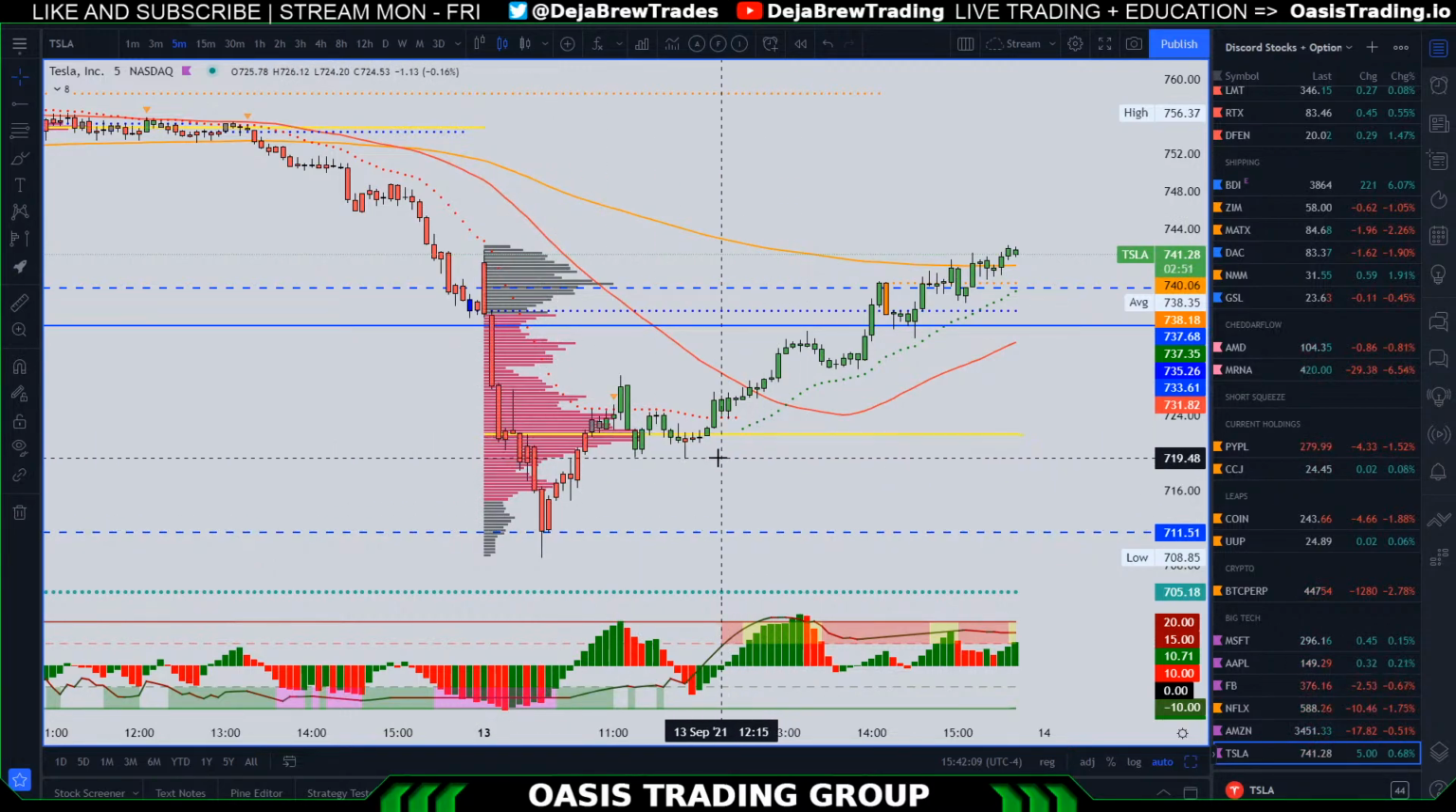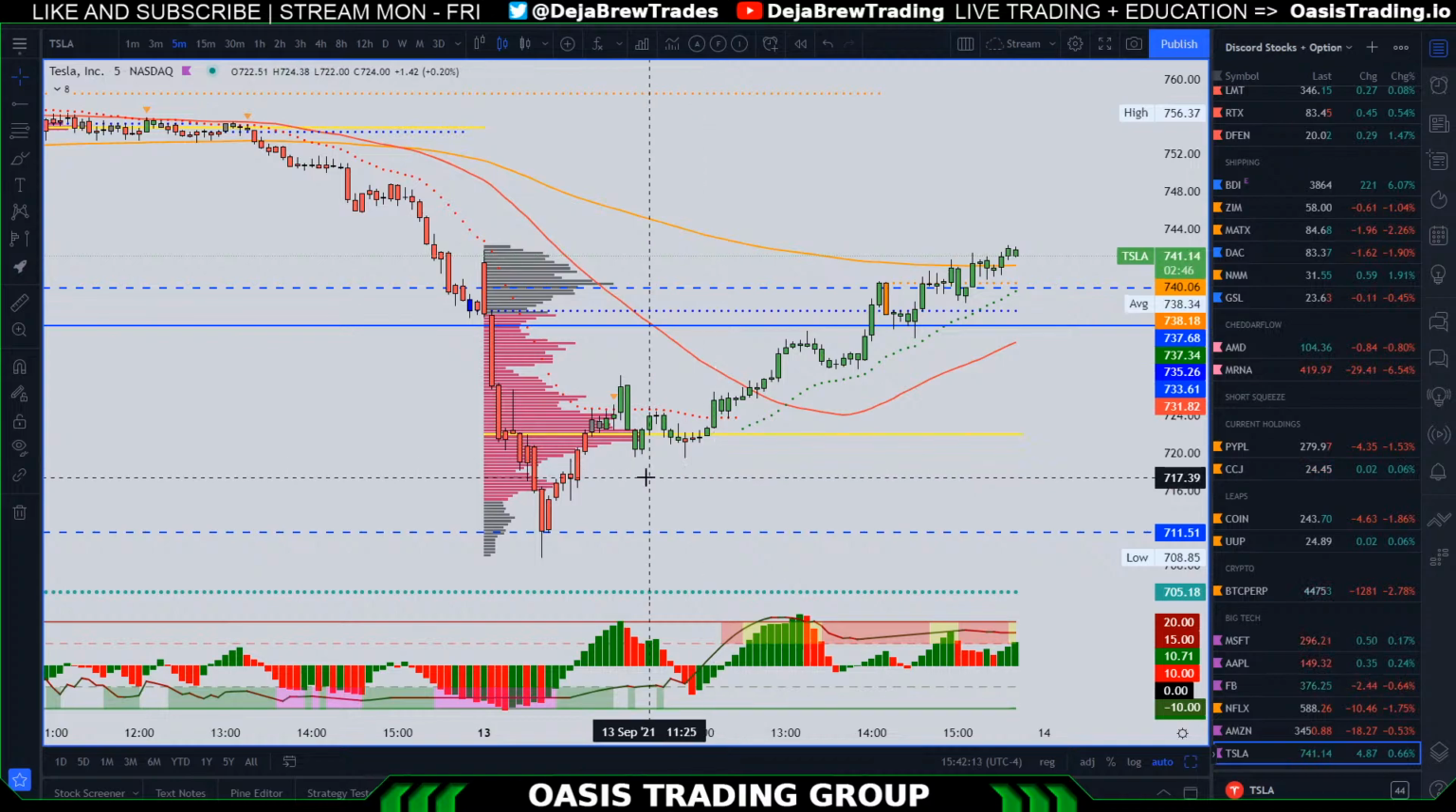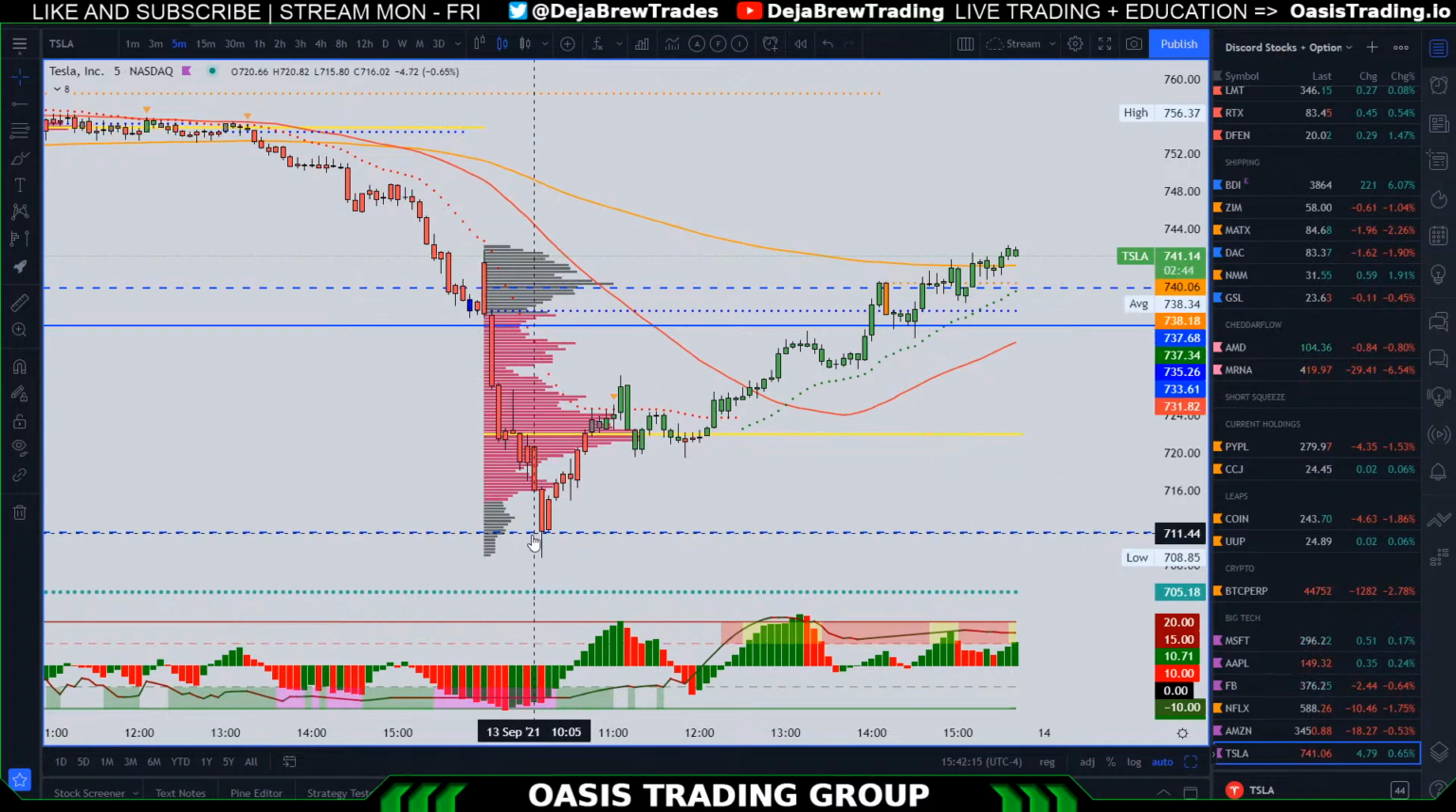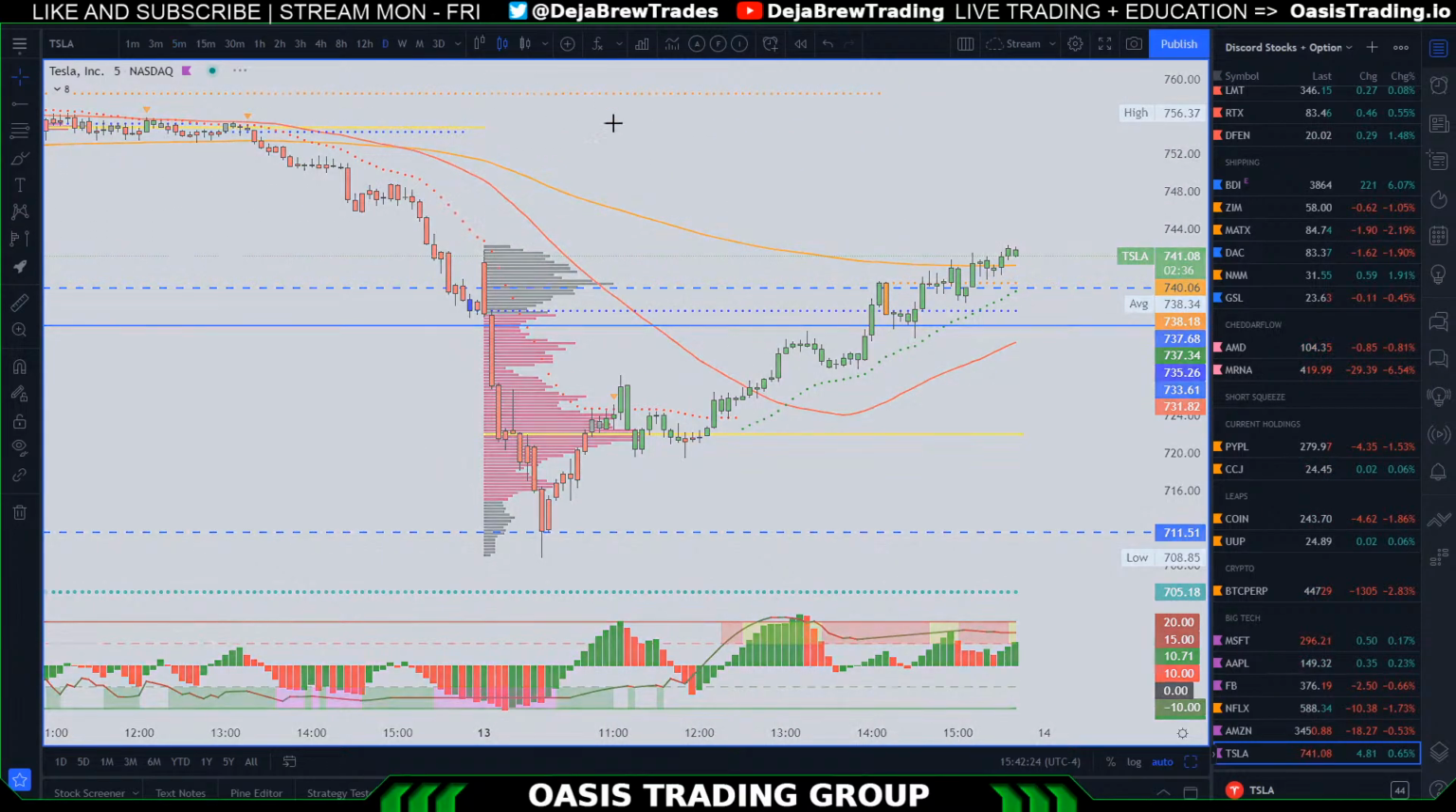So if you guys have been following the stream or following the Discord, that is one of our key levels that we've been watching. Pulled back to retest it, pretty much bounced almost to the dollar off that level. And now we're back above the 737 level. So looks pretty strong. If you can close up here.